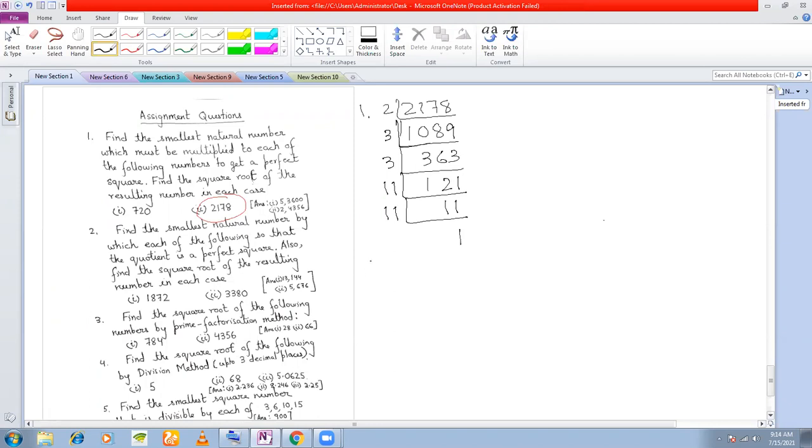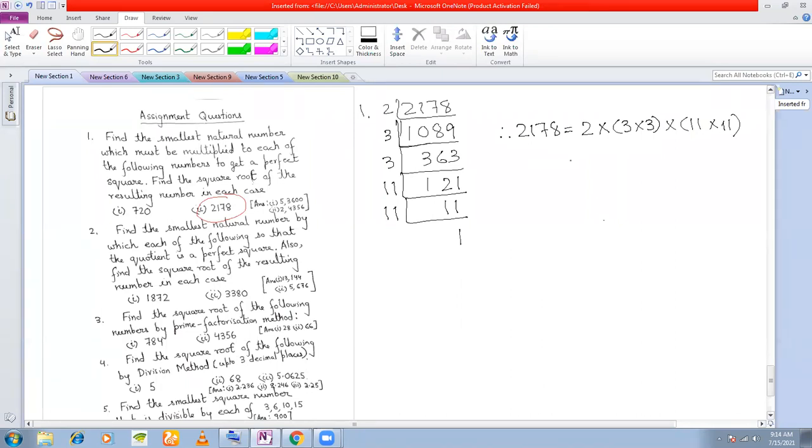So this is the prime factorization of 2178. So what are we getting? Therefore, 2178 is equal to 2 into 3 into 3 into 11 into 11. Okay. This is what we are getting as a prime factorization.